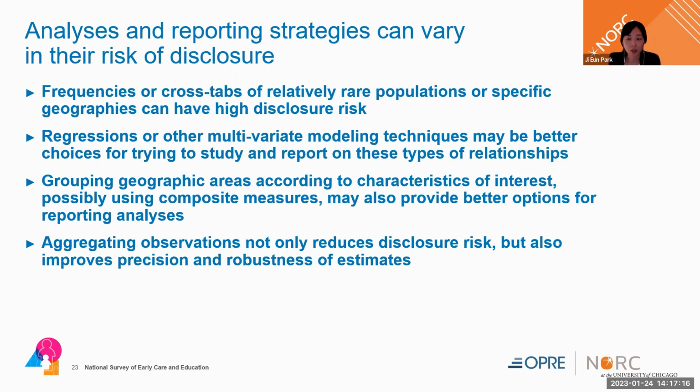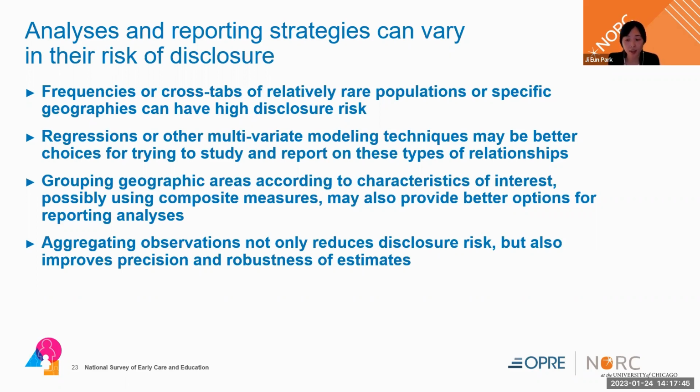In general, frequencies or crosstabs, so relatively rare populations and/or specific geographic units, can sometimes have a pretty high disclosure risk depending on the cell size. So in these cases, readers might potentially re-identify, using the raw data, which geography or which cases you're talking about in your results. So we will review those pretty thoroughly.